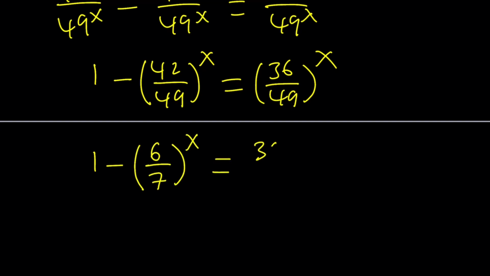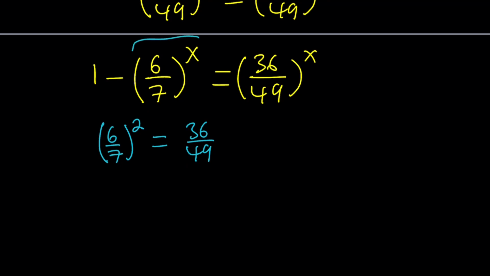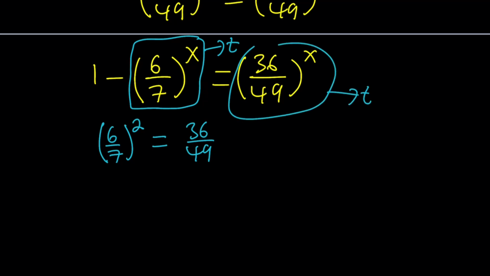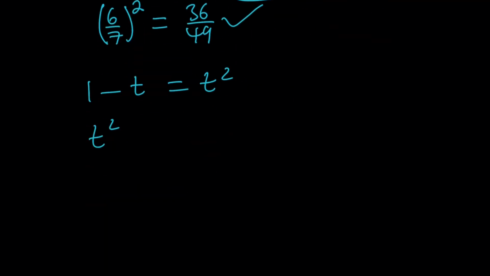And that kind of goes well with 36 over 49 because you see it, 6 over 7 squared equals 36 over 49. So if I use substitution here, this is going to be nice. I'm going to go ahead and call this something. How about t? Let's call this t, and this will become t squared because of this reason, okay? So we get 1 minus t equals t squared, and then let's put everything on the same side. t squared plus t minus 1 equals 0.